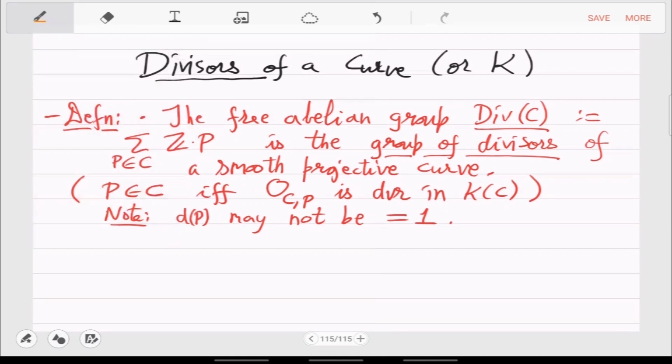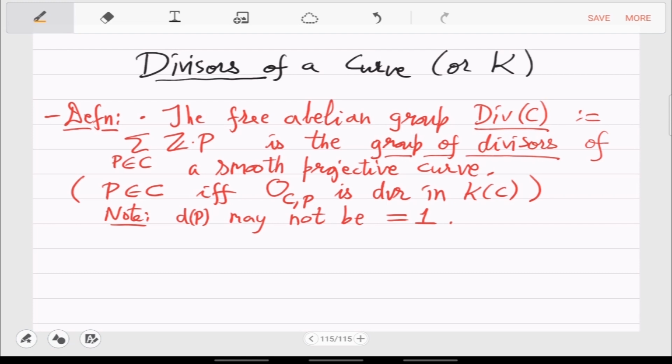What do you mean by a free abelian group? Free is just take all possible combinations. There is no relationship. It's not that P1 and P2 are equal, or 2P1 is equal to 3P2. Just think of P1, P2 as symbols. You can take any combination, they are all independent. So the operation is plus, right? P plus P is 2P. That is the operation here.